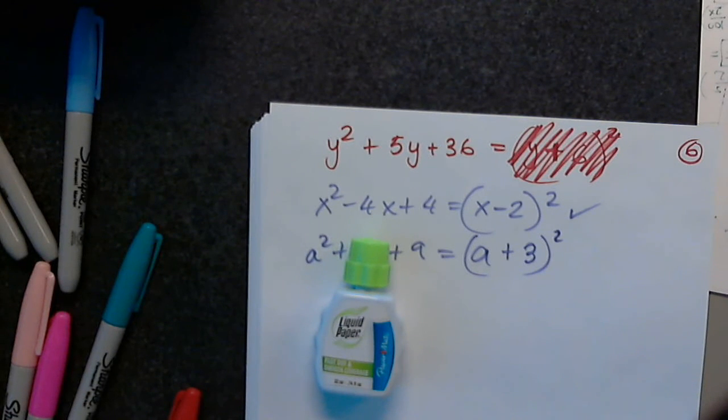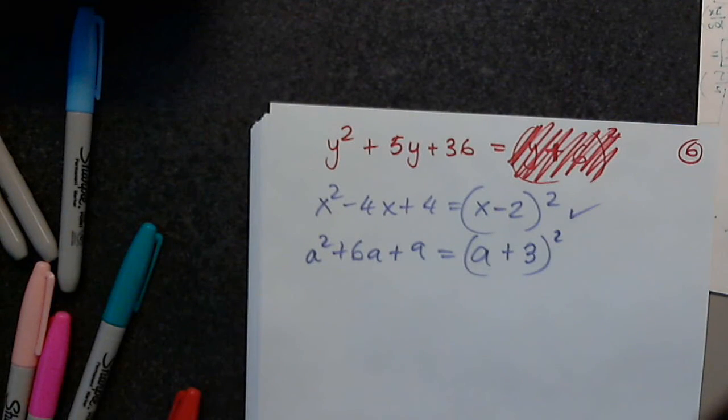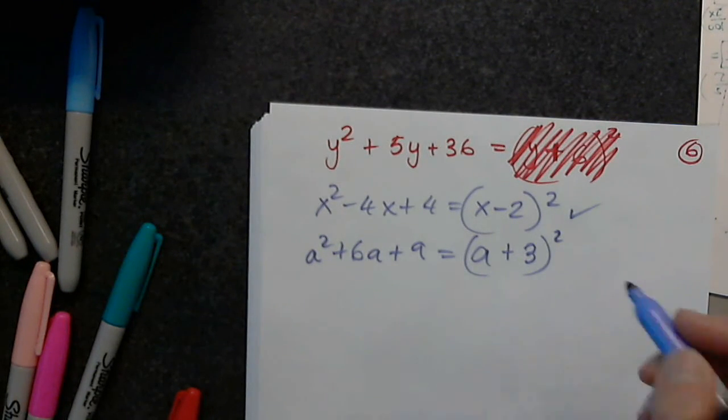Good. It works only if the middle term of this expansion is the same as the middle term over there. What is the middle term here? 2 times a times 3. How much is 2 times a times 3? 6a. Is the middle term 6a? Yes. So this is the correct form.